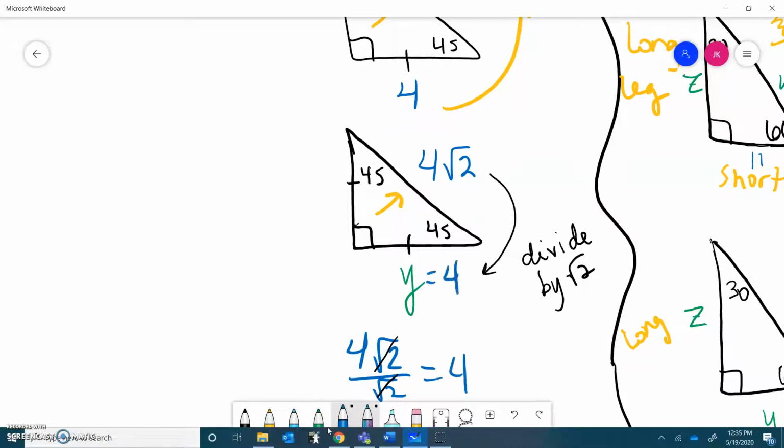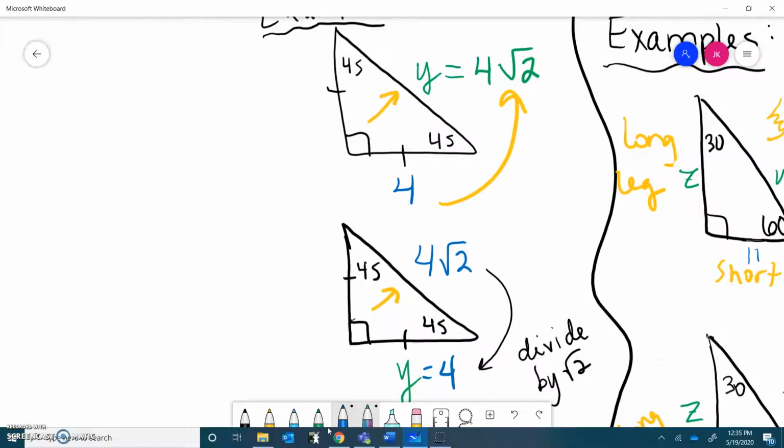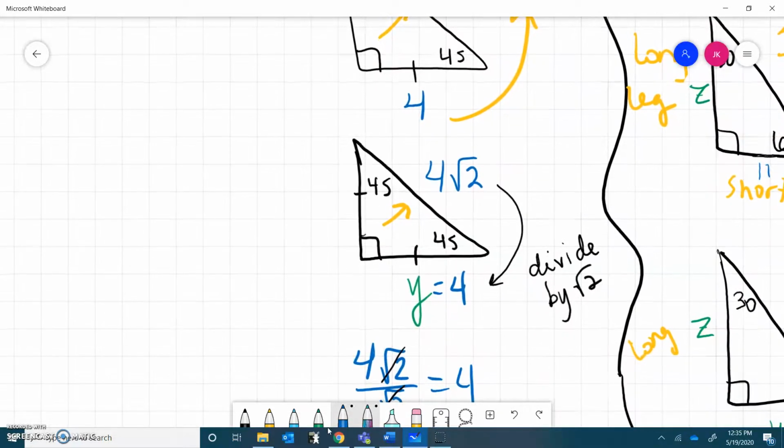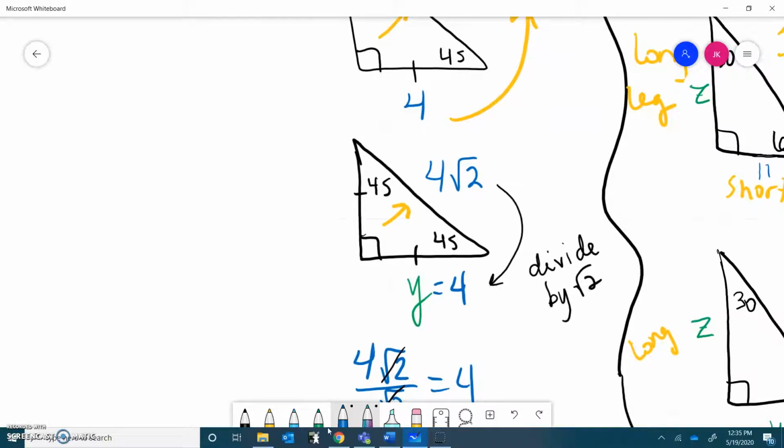So we can see both of those problems are really the same, but in the first one we had to multiply to go from the leg to the hypotenuse, and in the second one we went from the hypotenuse to the leg, so we did the opposite of multiplying, which is dividing.